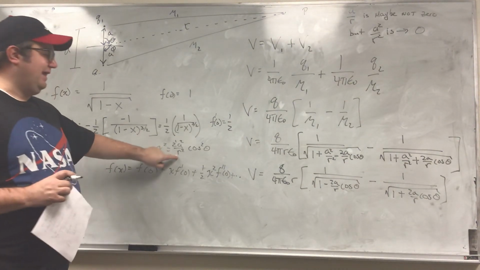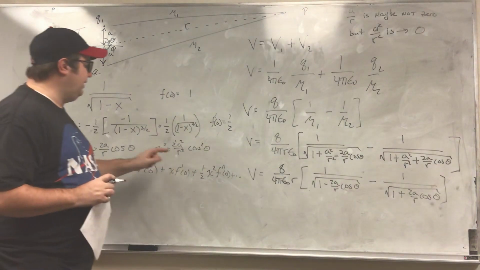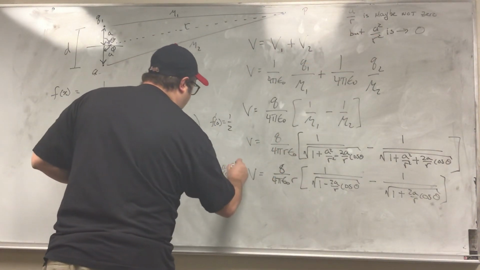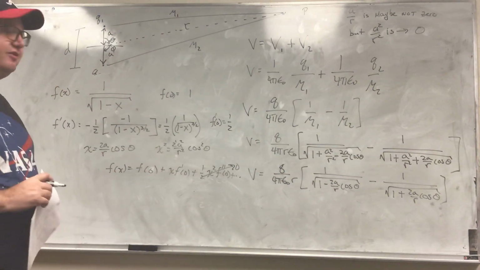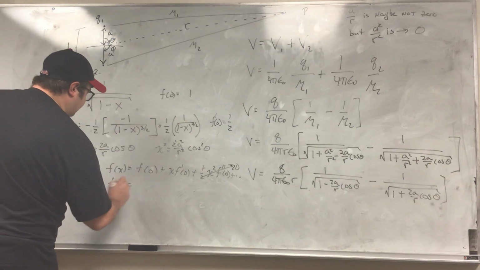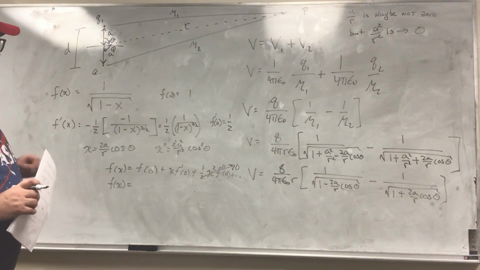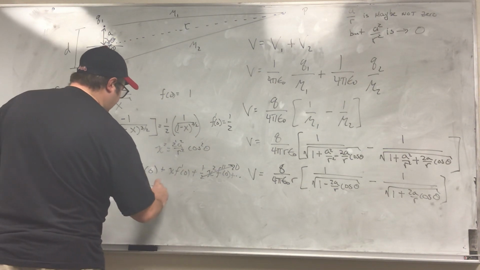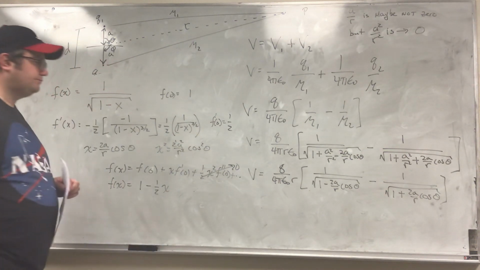So remember I said that anywhere I have that term, I'm going to go ahead and make that 0. So I'm only going to need to know the first two terms in this expansion. So f of x, for this f, is approximately going to be 1 minus 1/2 x.